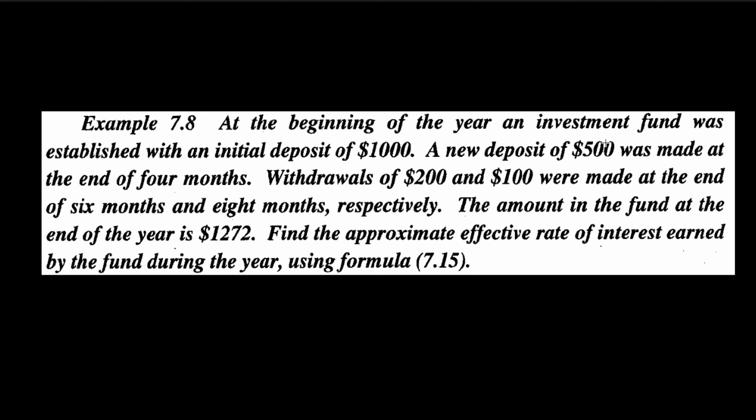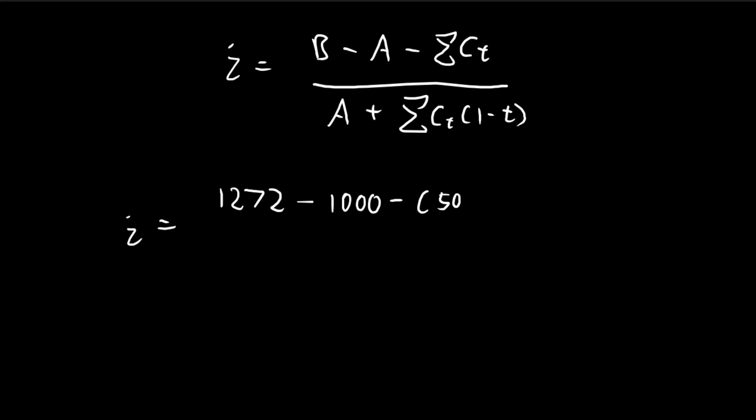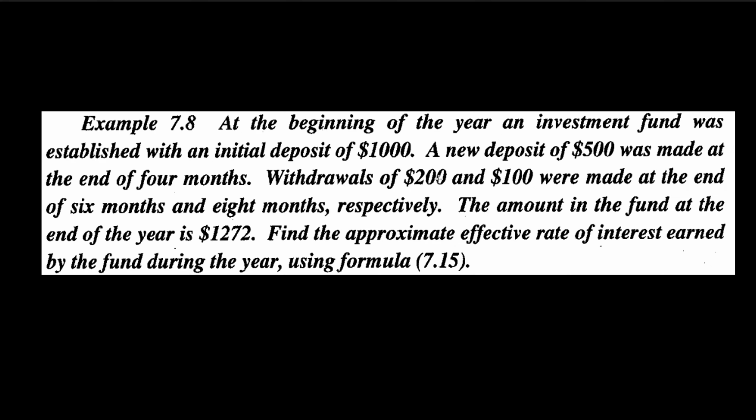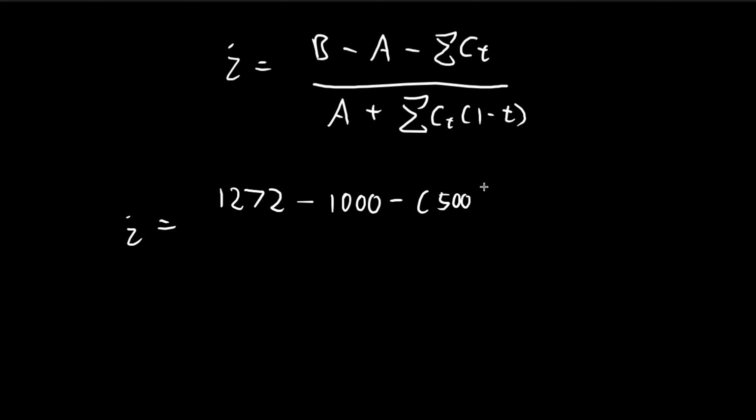So for the cash flow that we experience, first we have an inflow of $500, so that's positive 500. And then we have withdrawals of 200 and 100. So withdrawal is a cash outflow, so we minus it. So that's going to be the numerator.